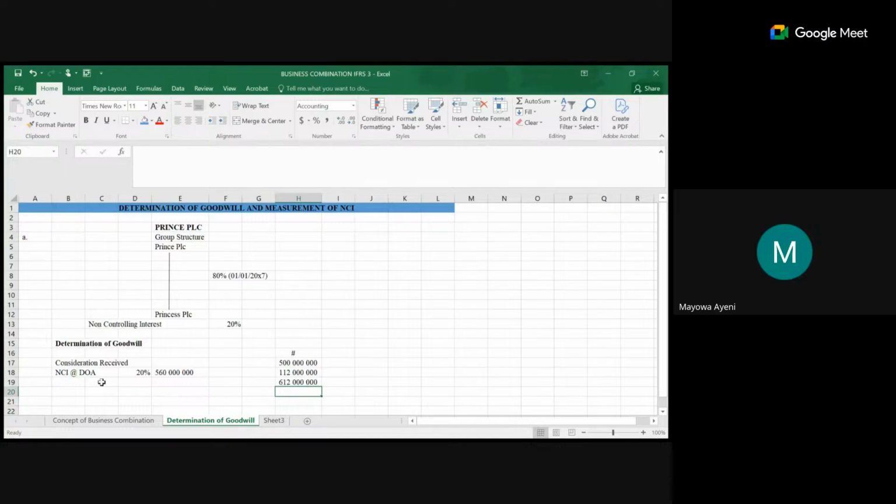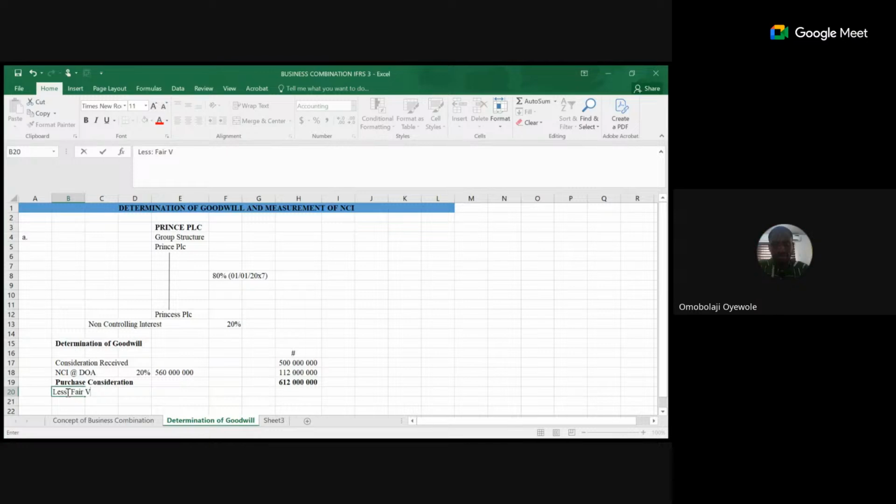This 612 million is our what? Purchase consideration. Let me bold it. Then the next thing will now be what? Less net asset of subsidiary.